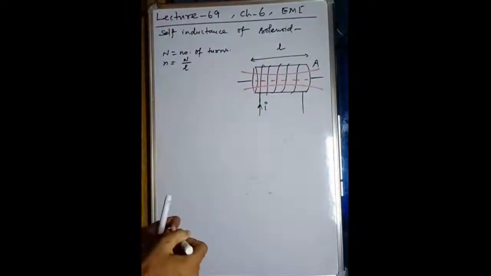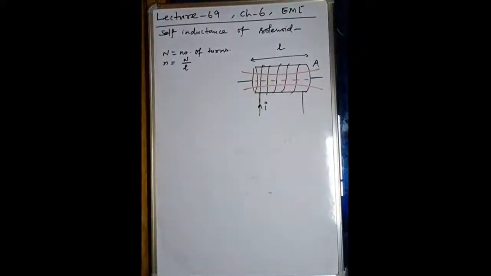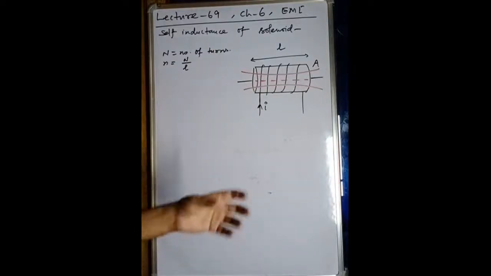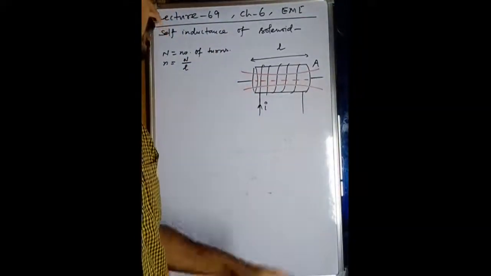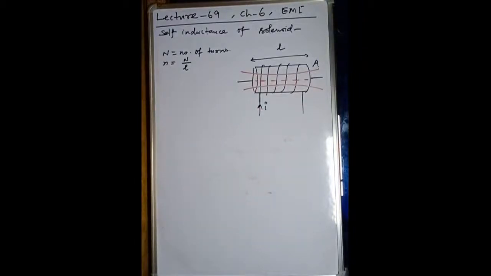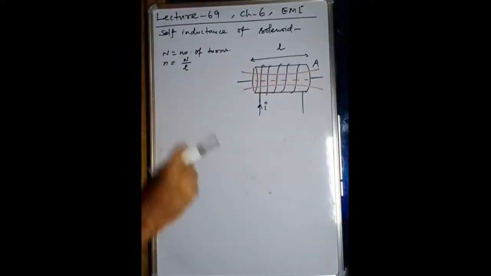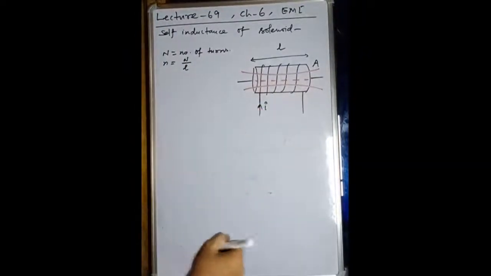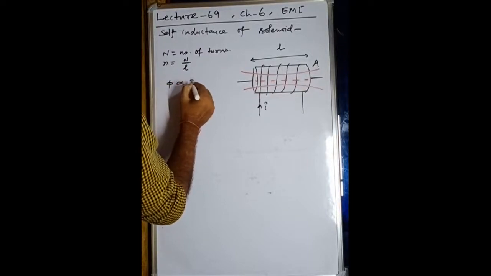As this current will change, of course there will be a change in flux, and due to the change in flux there will be an EMF induced, that is, the back EMF can be considered. But here we are going to find the self-inductance of this particular coil. What have we studied? The magnetic flux through this particular solenoid will change due to the change in current, and phi is directly proportional to I.